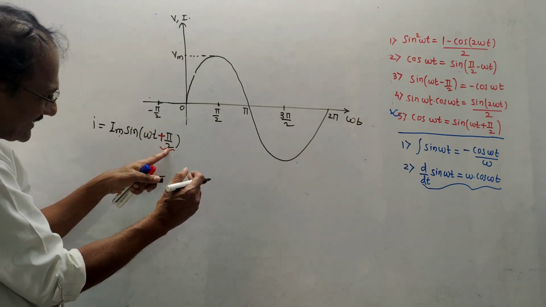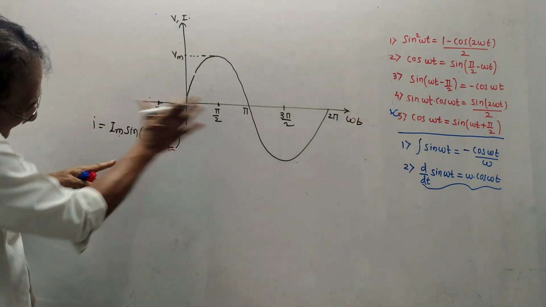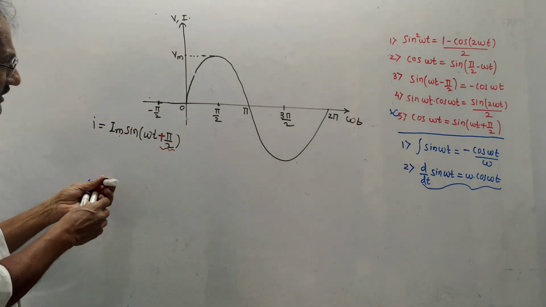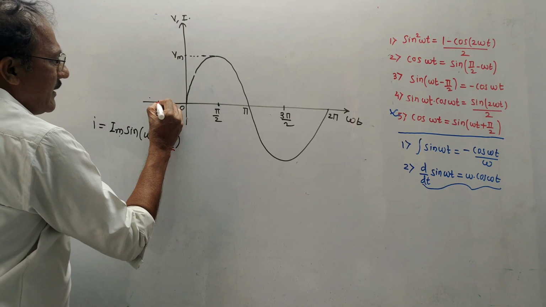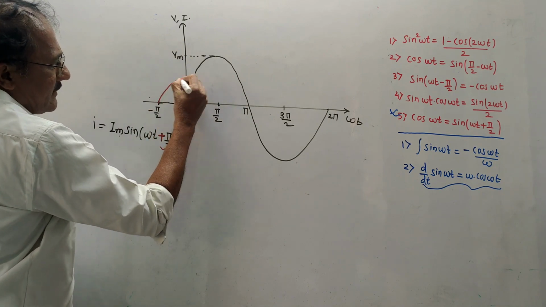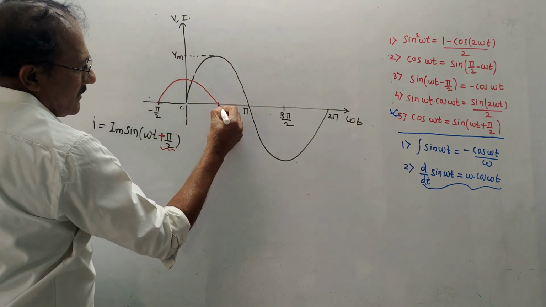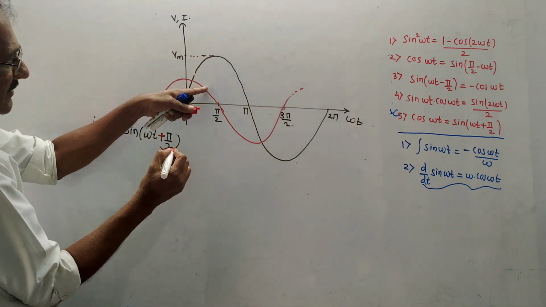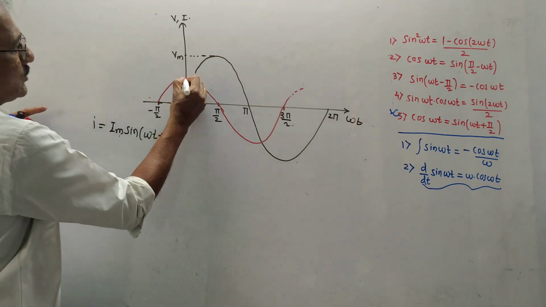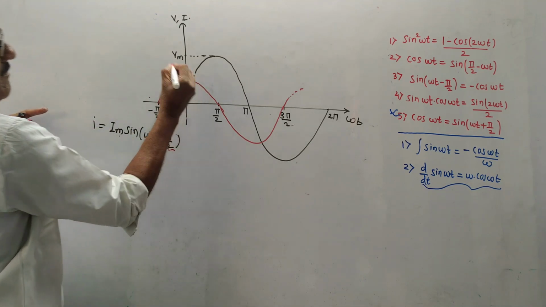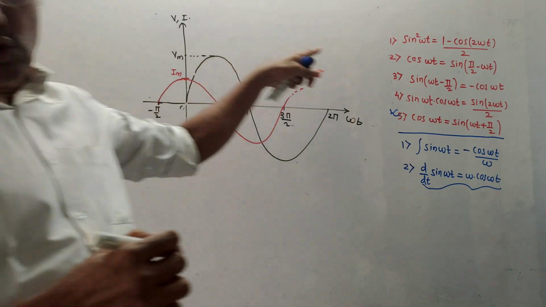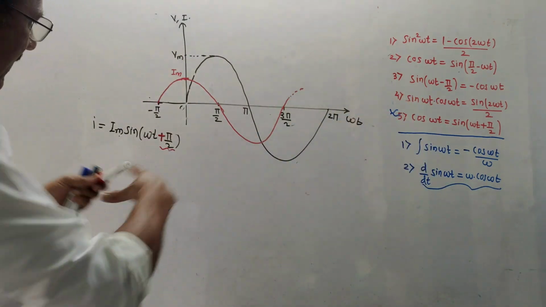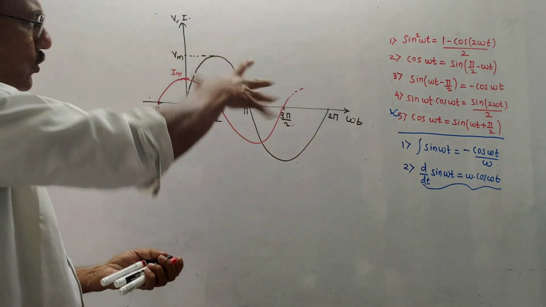Now actually it is leading by a factor pi by 2. On the scale, this is at the negative side, so I have marked minus pi by 2. The current waveform will start from this value like this, and its amplitude is less than the maximum value of voltage, so this value is Im. This is the way you can draw the voltage and current diagrams. You don't have to mug up any diagram. From the equation you are in a position to draw the diagram.